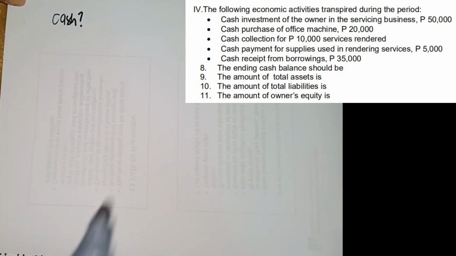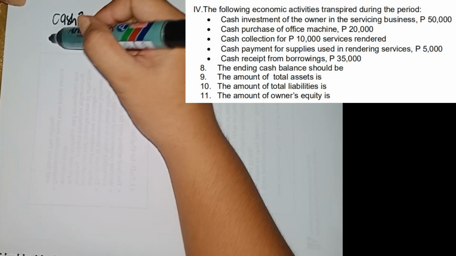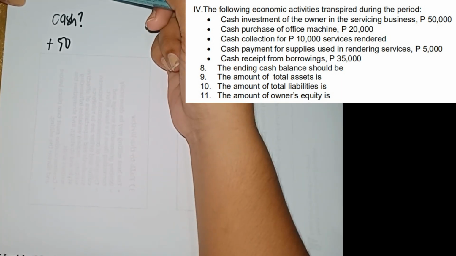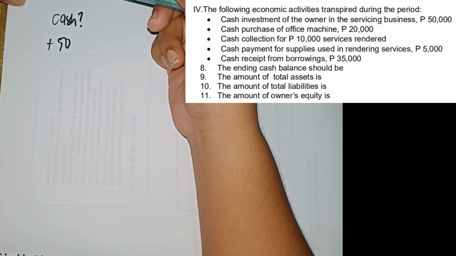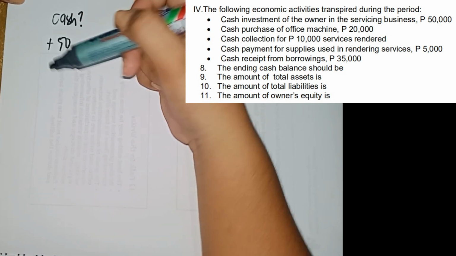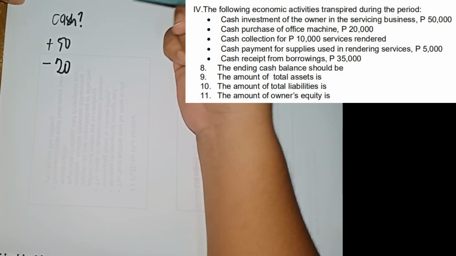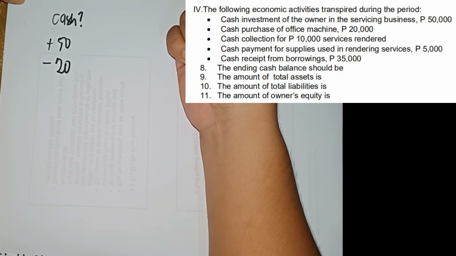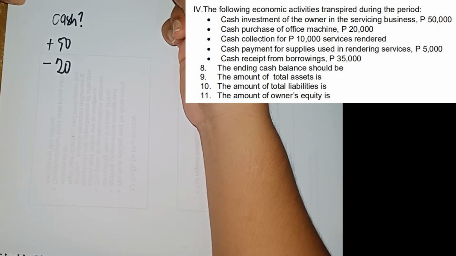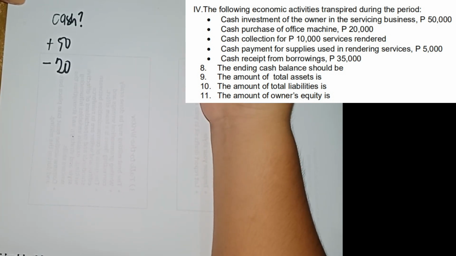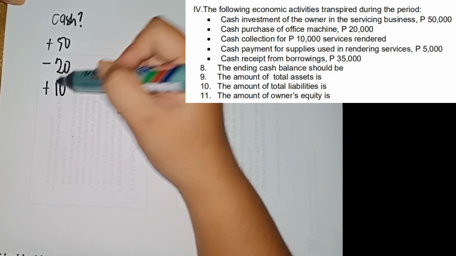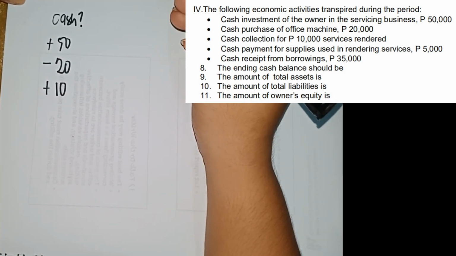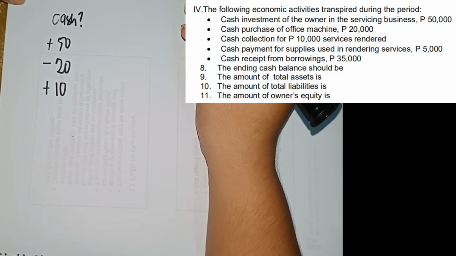So, first, cash investment. Ibig sabihin, may pumasok na pera sa business. That is 50,000. Cash purchase of office machine, 20,000. Bumili. Ibig sabihin, lumabas yung pera. Cash collection of 10,000 for services rendered, nakakollect. So, may pumasok ulit na pera, 10,000. Add natin.